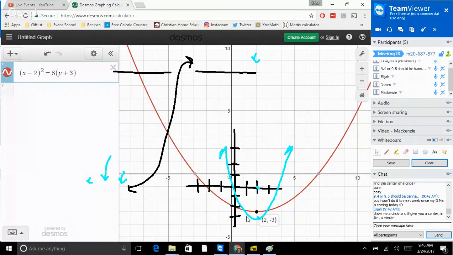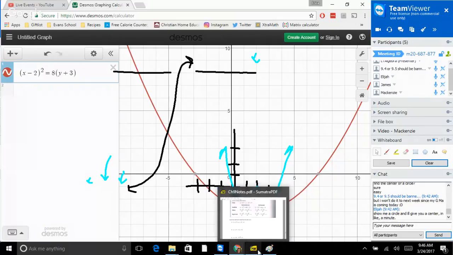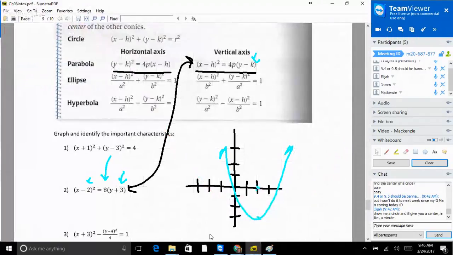What if we wanted to find out where the focus point is? Do you remember doing that homework? Well, actually, let me do one thing first. One of the important characteristics of this parabola is that my focus is at 2, negative 3. So I think we all got that, right?